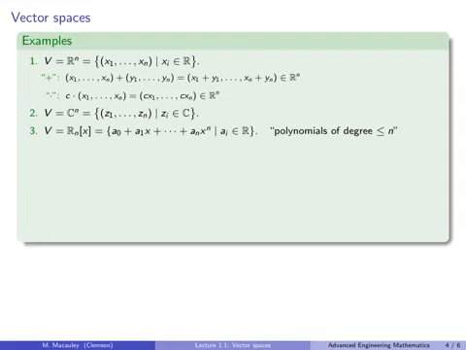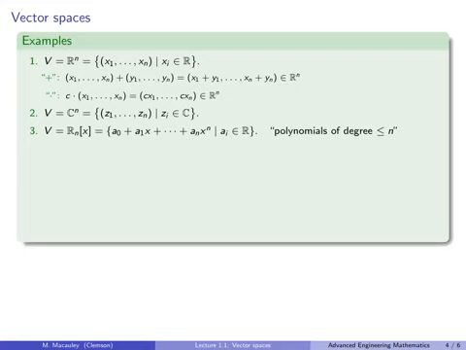Third example, I'm going to call this R_n[x], or R_n bracket x, and it's the set of polynomials of degree less than or equal to n. So convince yourself that if you take two polynomials of degree n or less, and you add them together, you clearly get another such polynomial. Or if you take a polynomial and you multiply by a real number, you still get another polynomial of degree less than or equal to n.